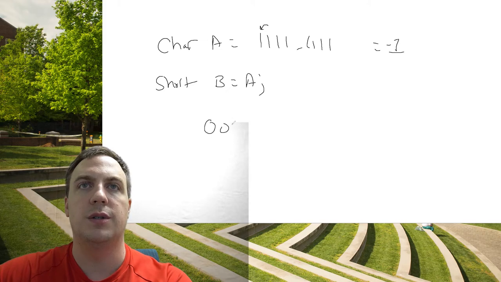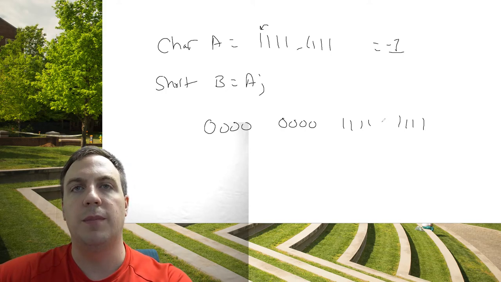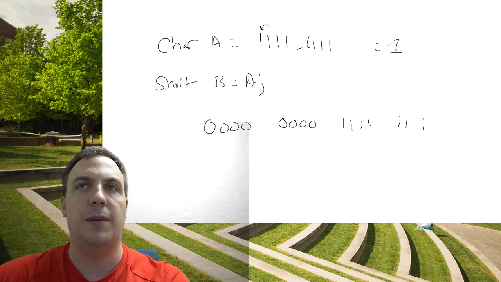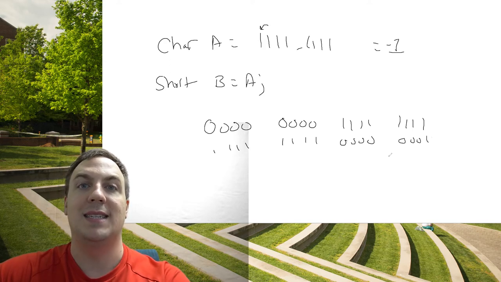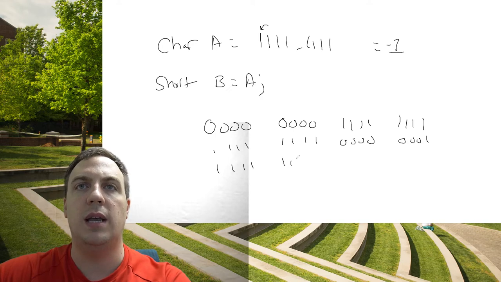So I do 0000000111111111. Is this the value negative 1? Hopefully you're saying no to yourself, because if I flip all the bits and add 1, we're going to get 11111111000000001. Okay, that is not the value negative 1. Instead, negative 1 would be all 1s, 16 bits of 1s. So how do we get that?